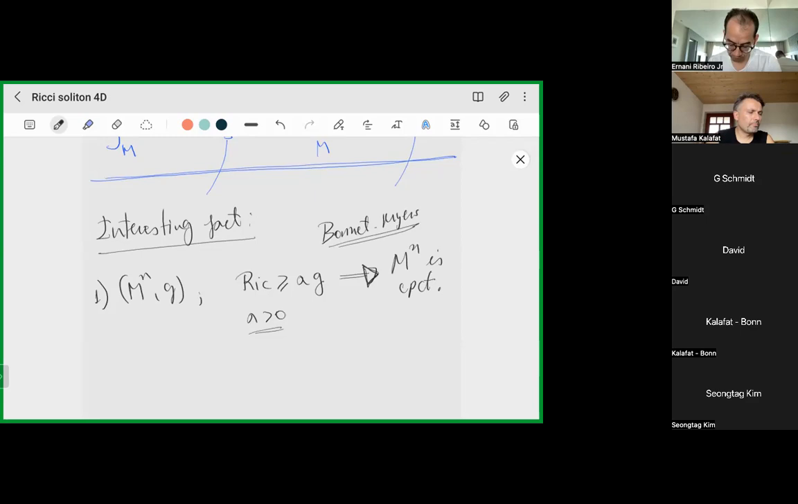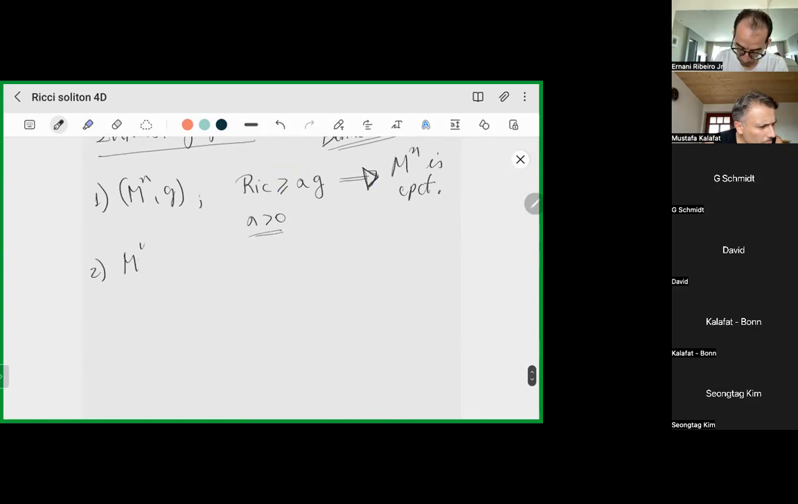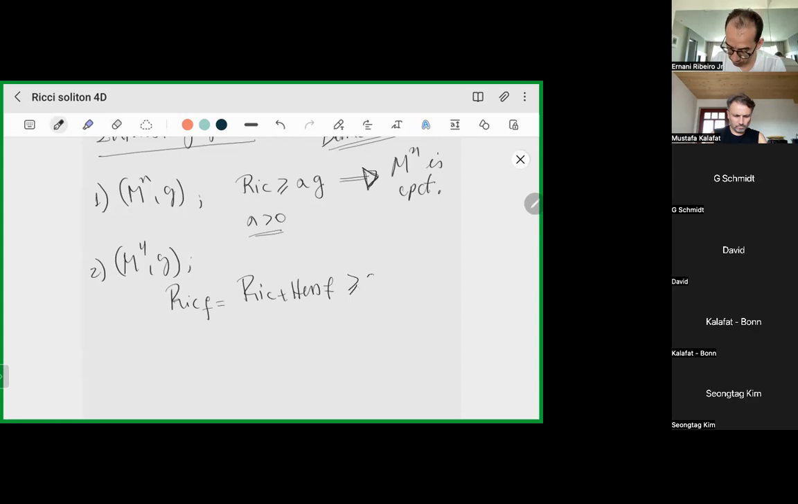Okay, but if you look at the same kind of manifold, but now we assume that the Ricci f tensor, remember that the Ricci f tensor is Ricci plus Hessian f, is bigger than or equal to A, strictly positive. Now we assume that f is non-trivial. What does non-trivial mean? It means that f is non-constant, because if f is constant, we turn back to the first case. When this happens, it's natural to ask if the same result holds. This is my question.